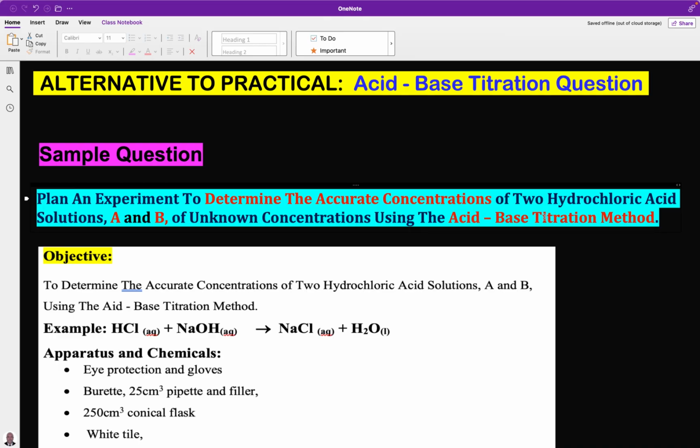As I said, it depends on the marks allocated and the space provided. But literally, this is what is required of you. In this case, you need an objective. Our objective for this plan will be to determine the accurate concentrations of two hydrochloric acid solutions A and B using the acid-base titration method.